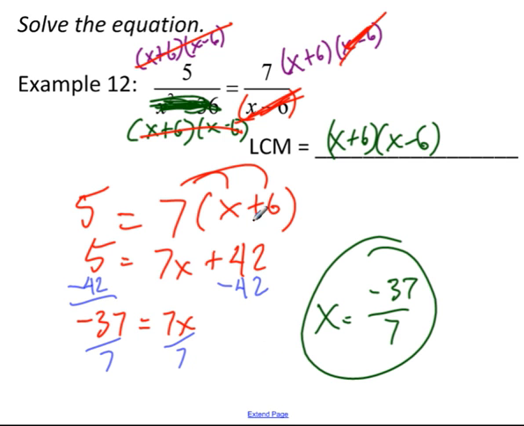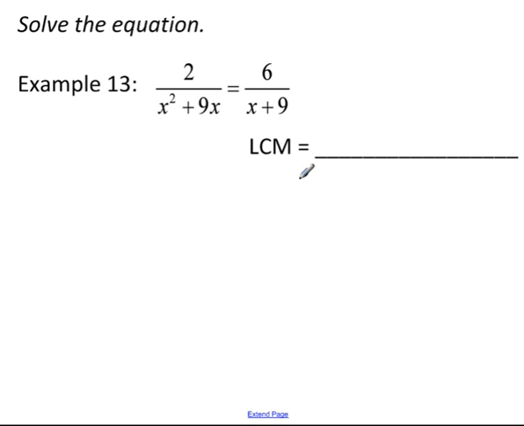And this is what we're going to get. Do our distribution, subtract, divide. Man, these are some really good looking answers we're getting today. Good things. Alright, so again here we're going to want to factor that into x times x plus 9 to get this guy out the way.